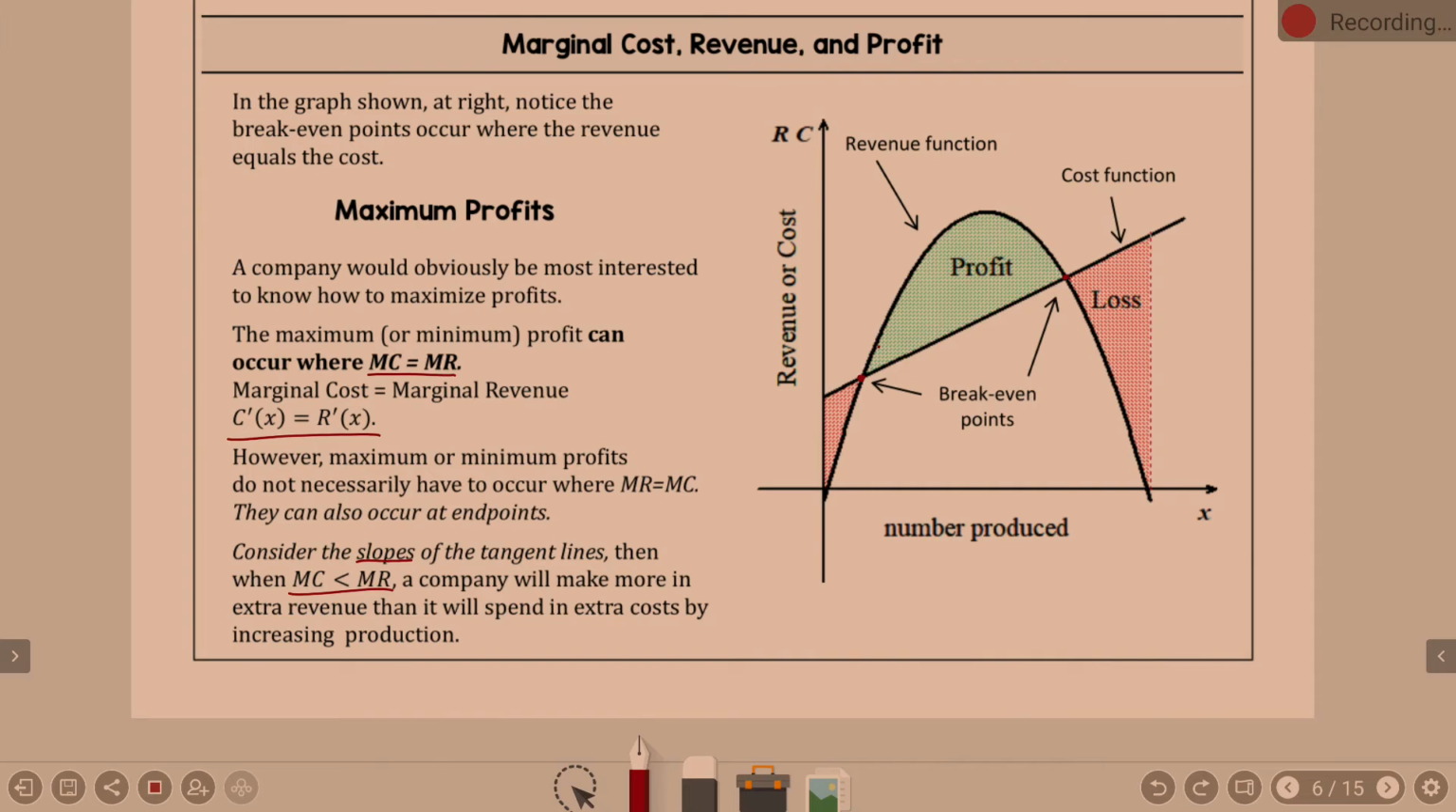So marginal cost less than marginal revenue. I'm trying to think. So marginal cost is always this one. Marginal revenue is my parabola.